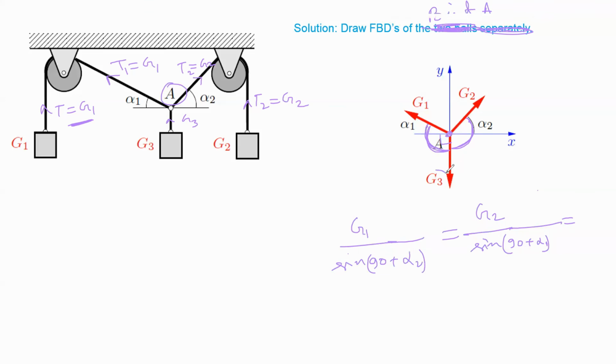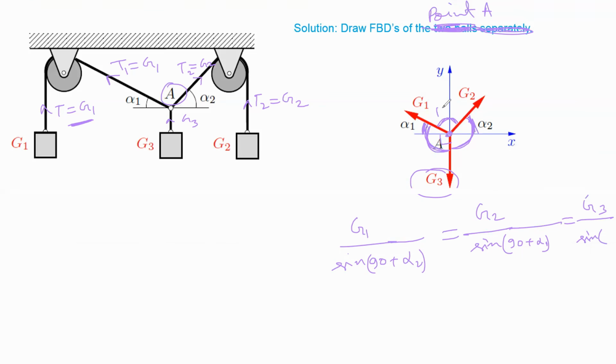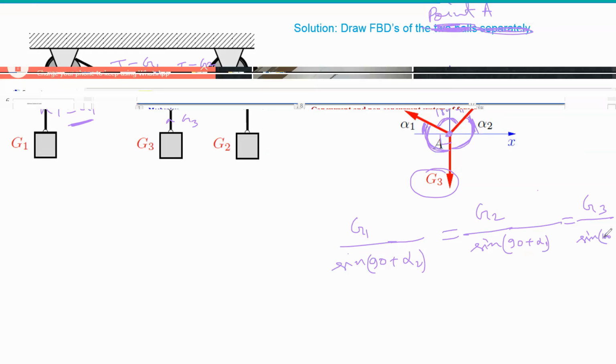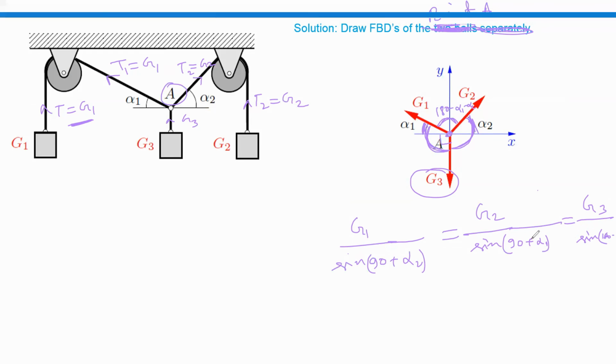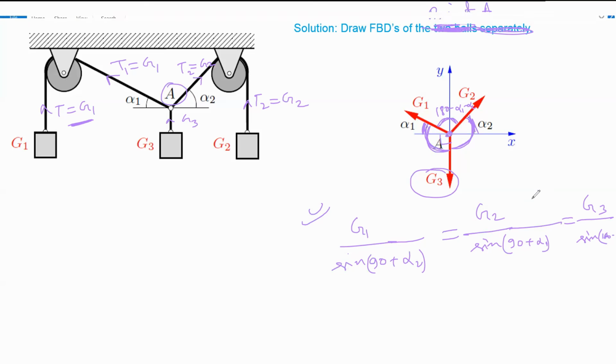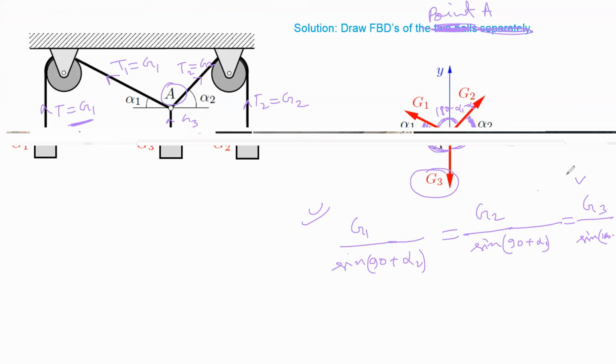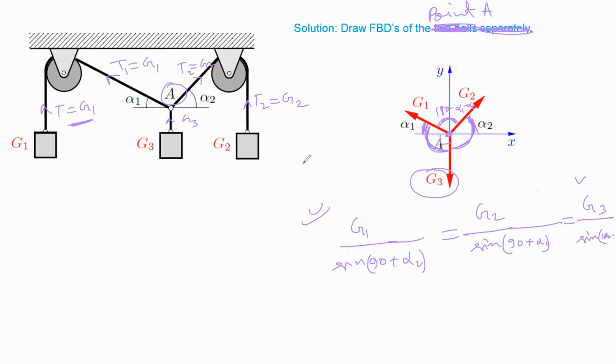Let's consider this third force G3. So you will get sine of which angle? As you know, this angle is alpha 1, this angle is alpha 2. So this angle will be 180 minus alpha 1 minus alpha 2. So sine of 180 minus alpha 1 minus alpha 2. This is the formula according to Lami's theorem. G3 is given in the question, I think, though it is not given in this figure. So you can find out G1 and G2.